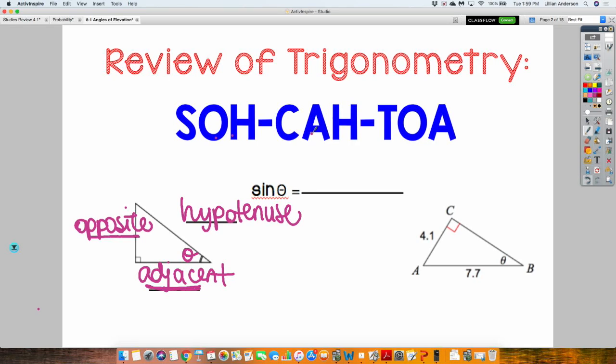So sine, not sin, sine, everyone say sine. So when you say sine theta equals whatever over whatever, you're not going to say sin, okay? Sine. Sine is O over H, or in other words, opposite over hypotenuse. And that's exactly how you would set up the equation to solve for either a side length or an angle measure.